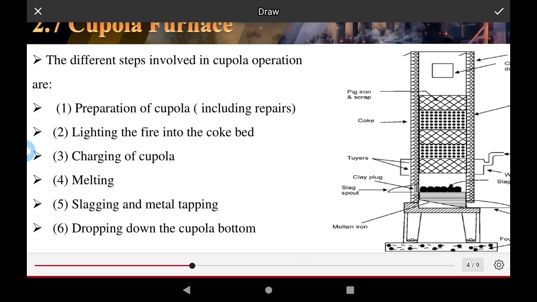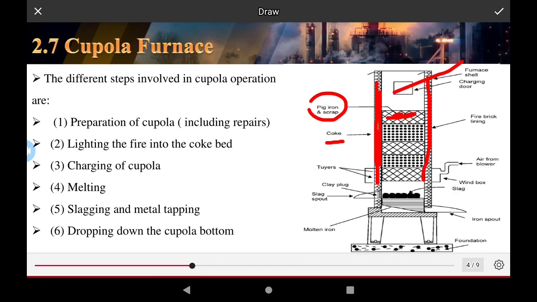I present the figure of the cupola furnace. The column is a vertical column made of cast iron, and in this the space is filled with pig iron, scrap, and the check wall. The coke is present in the column, and the tuyeres are at the outer or lower part of the furnace shell. This is the furnace shell and the charging door.